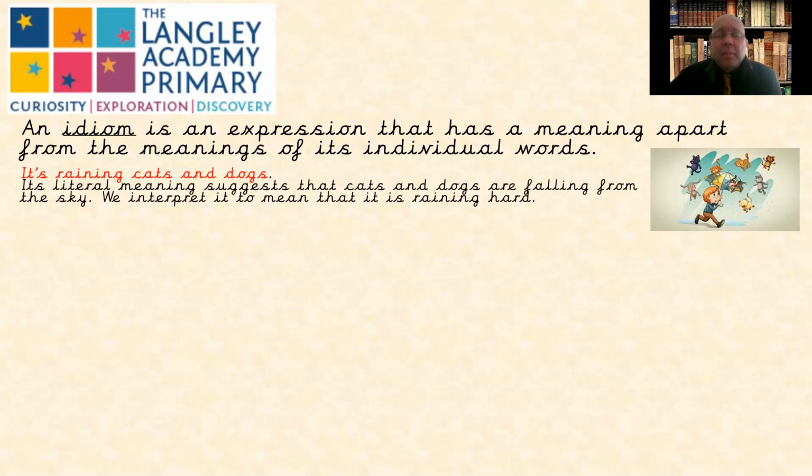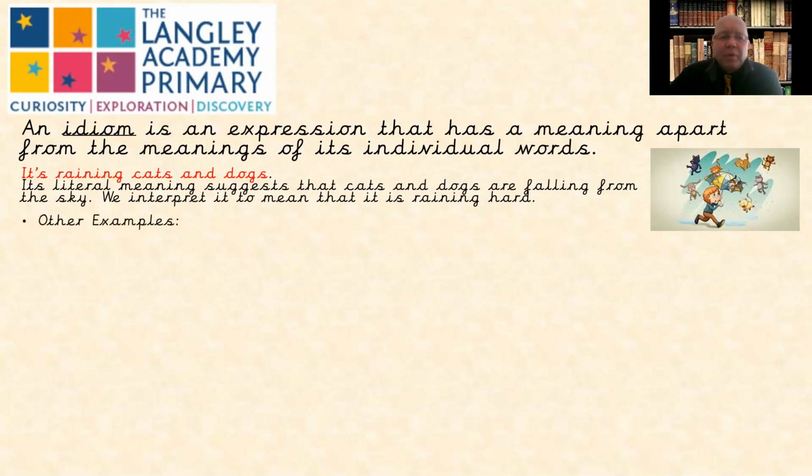So this is what we mean by the actual words in the sentence don't actually make sense when it comes to the meaning. We know it's raining cats and dogs. The literal meaning would suggest that cats and dogs are literally falling from the sky. But we interpret it, we understand it to mean that it's just raining hard. If it's raining cats and dogs, then it's raining heavily. Okay, so these are just phrases that have been passed down. They don't actually mean what the words say, which can be confusing, can be very, very difficult if you're learning a language.